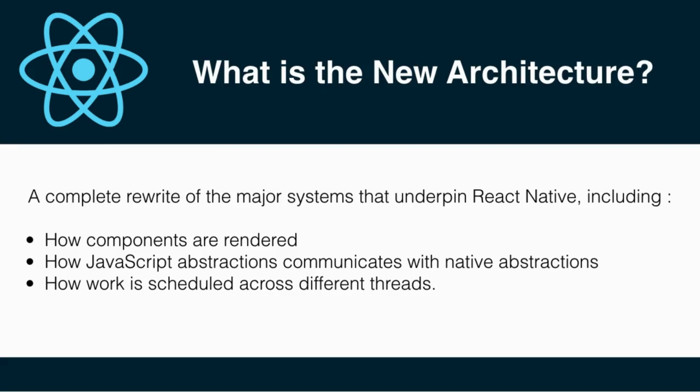What is the new architecture? The new architecture is a complete rewrite of the major systems that underpin React Native, including how components are rendered, how JavaScript abstractions communicate with native abstractions, and how work is scheduled across different threads. Although most users should not have to think about how these systems work, these changes bring improvements and new capabilities.